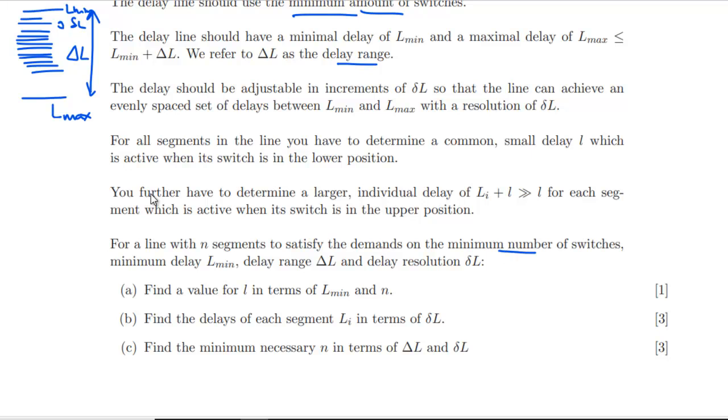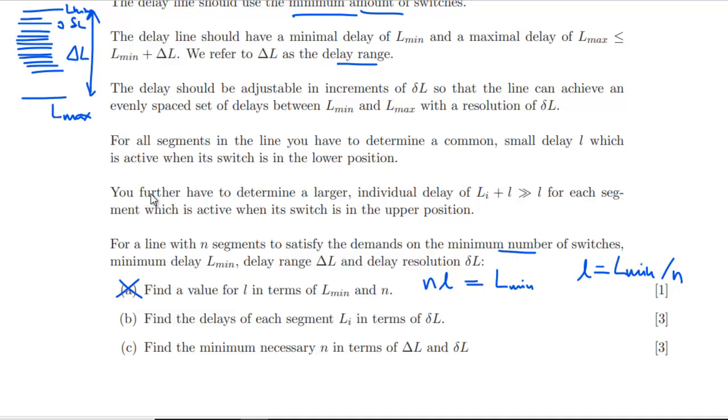Well, N lots of L is our L min, because N times L, that's if every one, because we've got N segments. So the minimum we can do is N lots of short path, which will be our minimum value. So L is going to be equal to L min divided by N. Right, let's hope it's all like that.